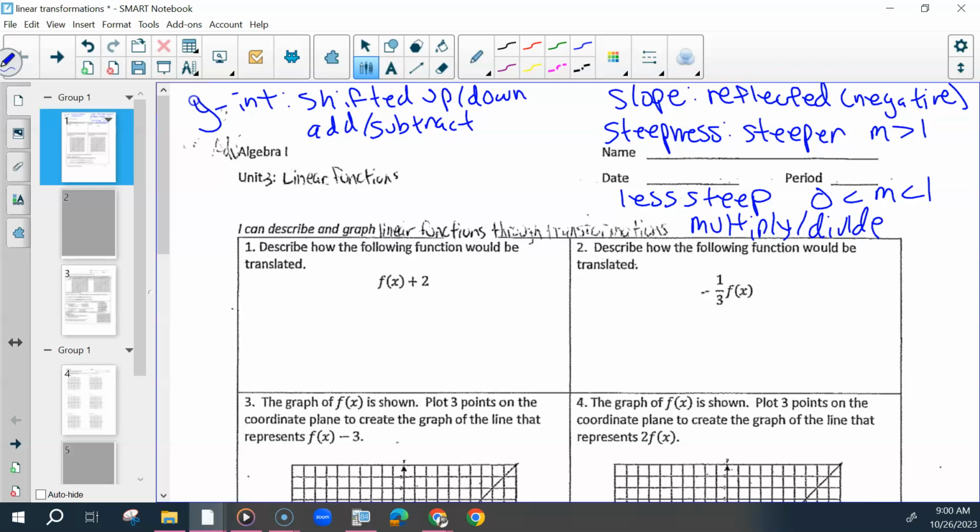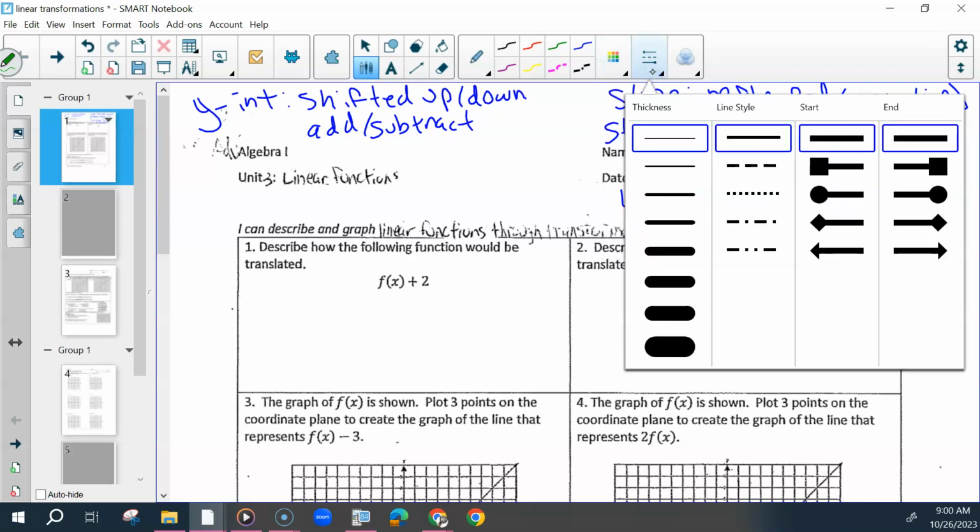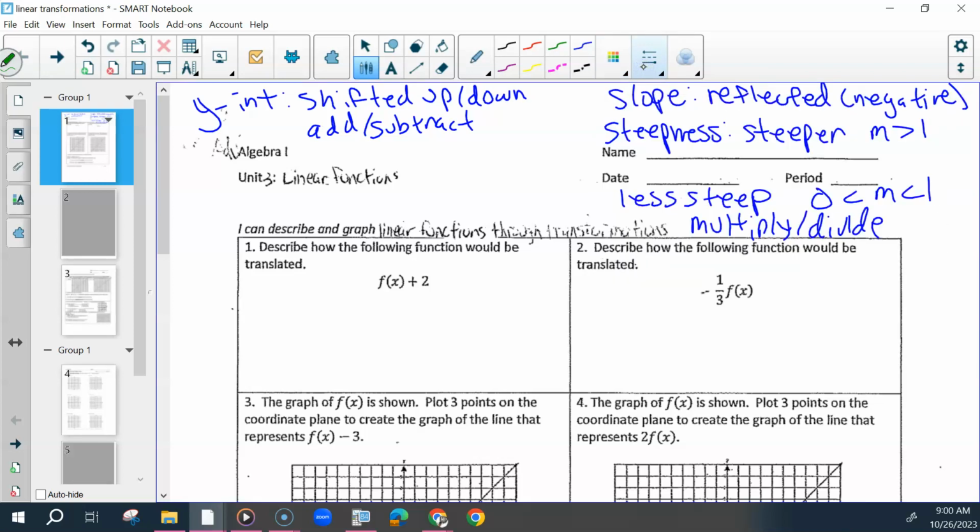So in number 1, oh sorry, I forgot to write one more thing. The original that I talked about. So all of these functions, graphs, whatever, are always comparing to the original, which is f of x equals x, or y equals x.